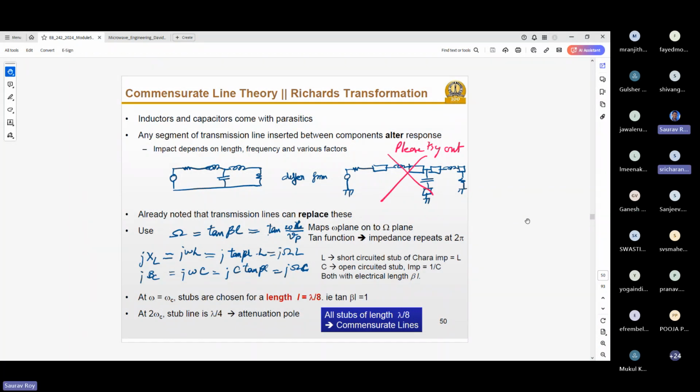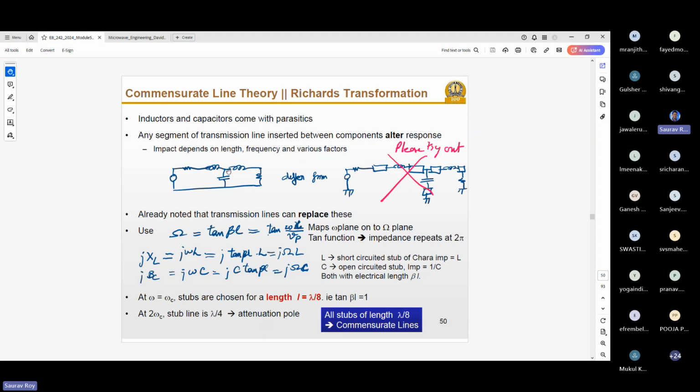So my question is, just now we understood that the L and C can be replaced with a short circuit or open circuit stub. But now my point is, can you replace it in this circuit instead of L? Can you put it in series here? No, it's difficult because we have to short it with the ground of the PCB. It's not only difficult, it's not possible.